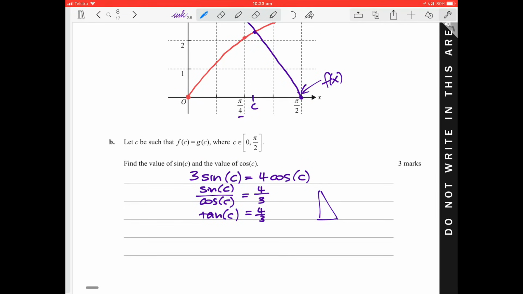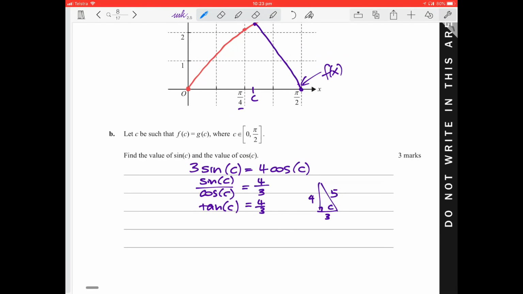If we know tan of c is 4/3, let's say there's c, tan is opposite over adjacent. This must be 5 because it's a 3, 4, 5 triangle. It says to find sine of c and cos of c, so sine is opposite over hypotenuse. Sine of c is 4 on 5. Cos of c is adjacent over hypotenuse, 3 on 5. So there's sine of c and cos of c.